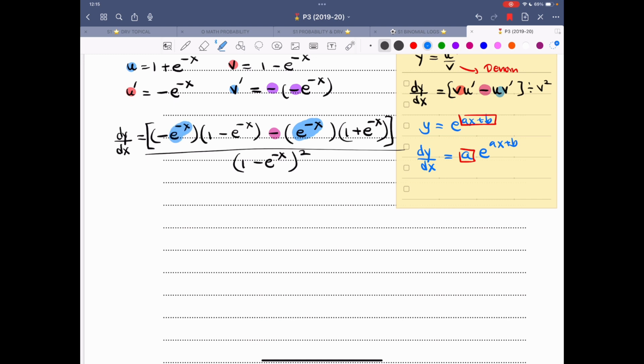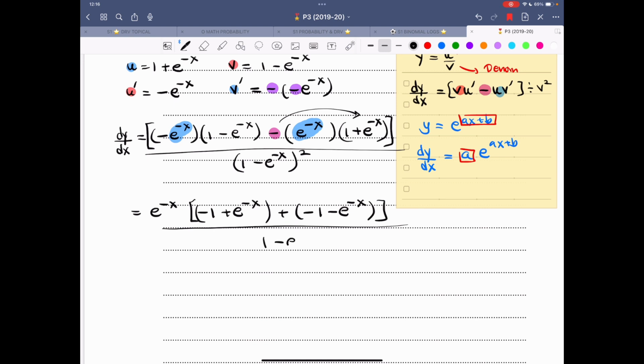So now if I take common, what am I left with? I am left with e raised to the power of negative x taken common. This minus remains. So this is minus 1 plus e raised to the power of negative x. And then we have this minus sign multiplying with these two. So this is minus 1 minus e raised to the power of negative x, divided by 1 minus e raised to the power of negative x, the whole thing squared.